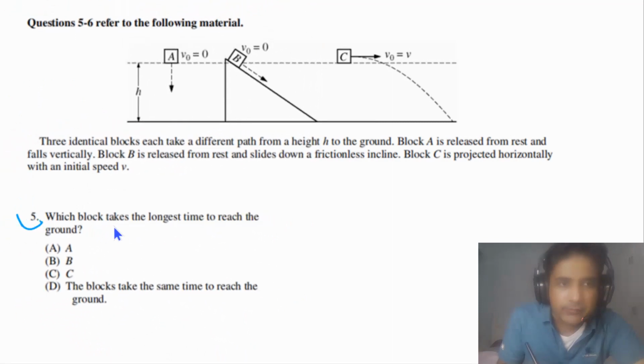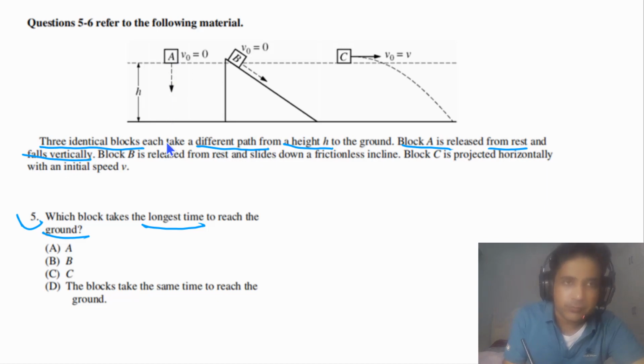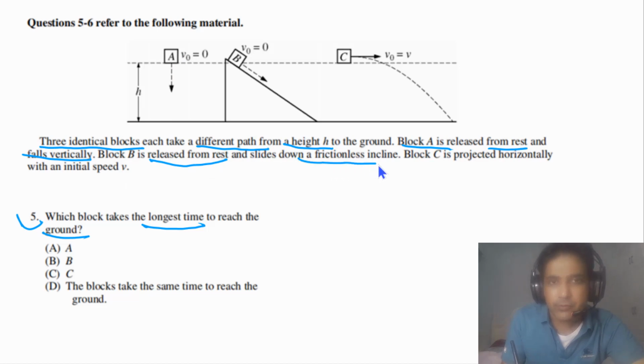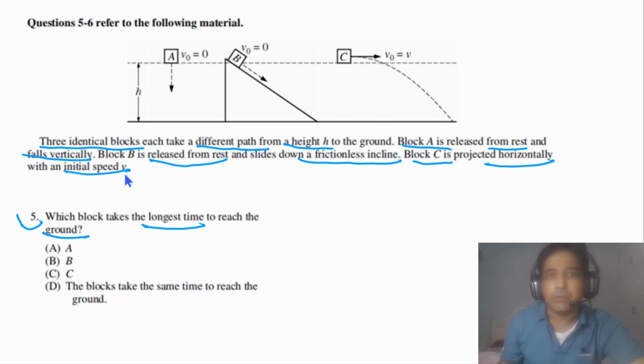For question number 5, we need to find out which block takes the longest time to reach the ground. If you look at the given information, we have 3 identical blocks. Each takes a different path from a height h to reach the ground. Block A is released from rest and falls vertically, meaning it just falls vertically. Block B is also released from rest and slides down a frictionless inclined plane. Block C is projected horizontally with an initial speed v. So we need to find out which block will take the longest time.